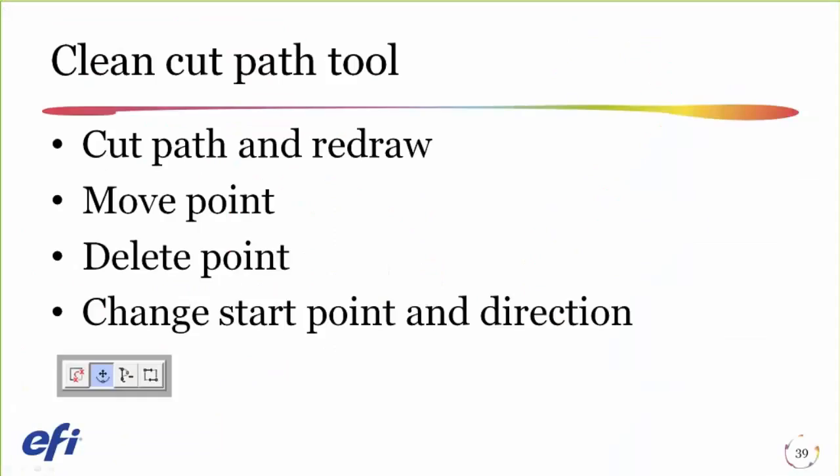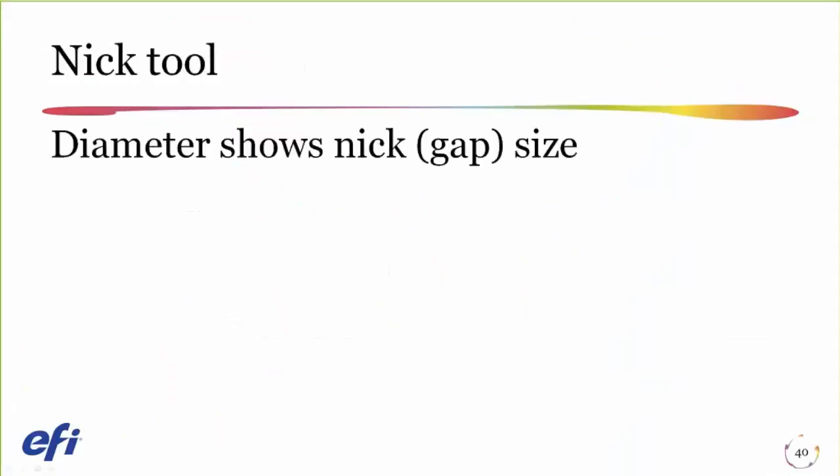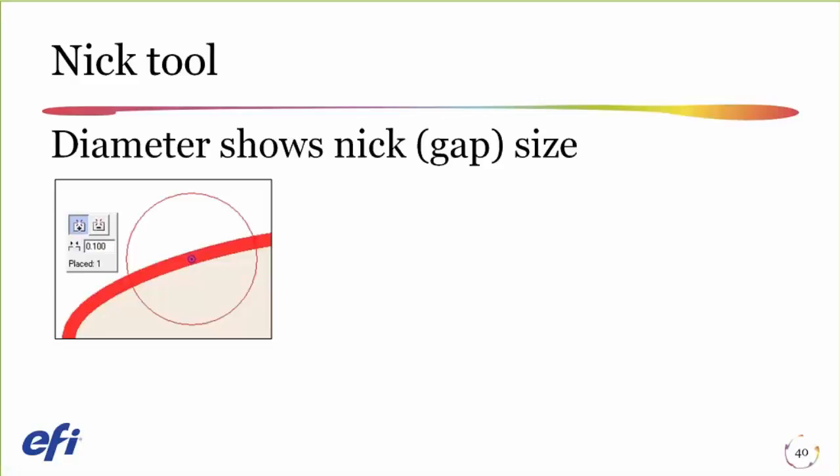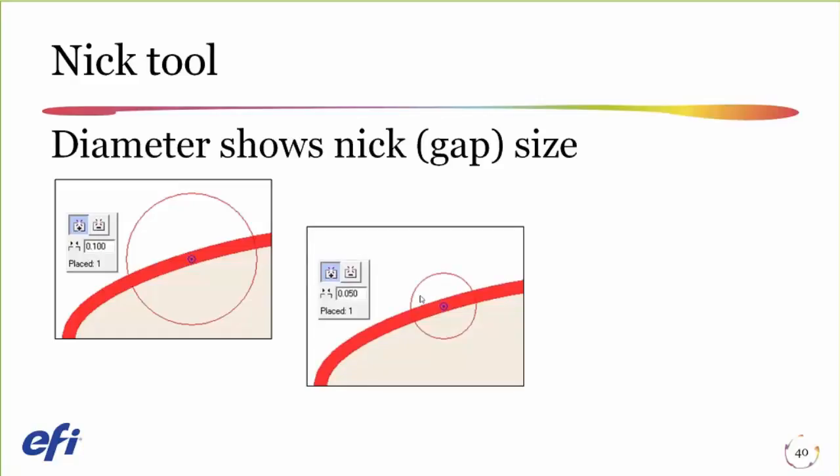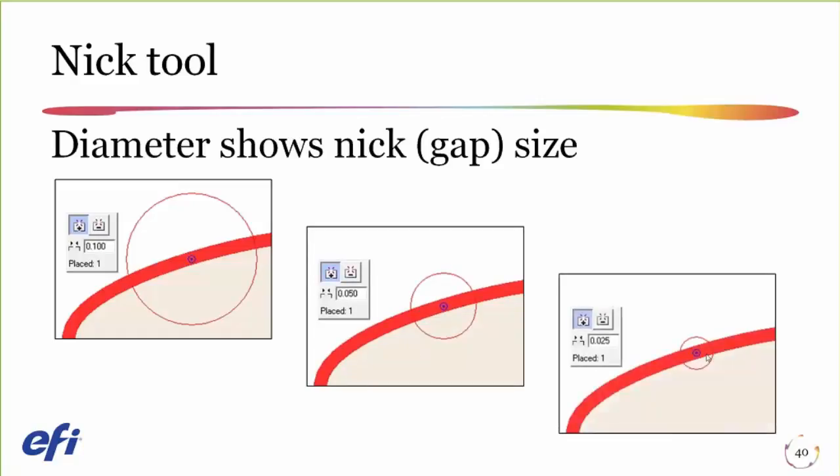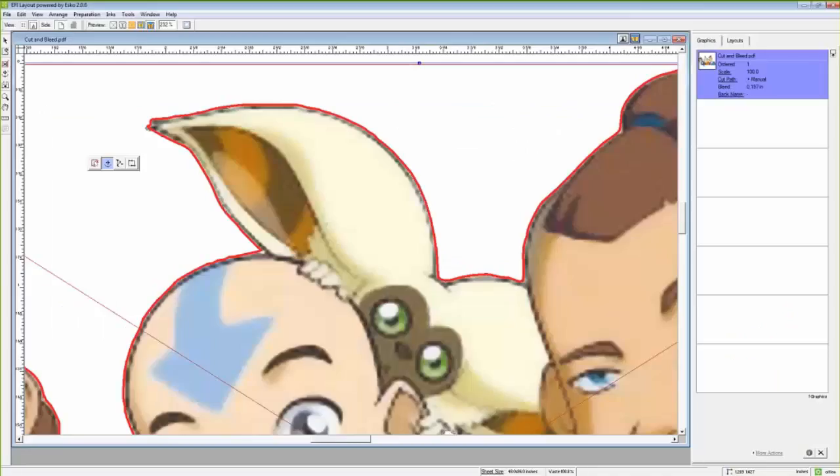Well, what about that nick tool? The nick tool adds those little gaps, and the tool will show you the diameter. It shows you a diameter of a circle, and it's actually adding a gap. It's going to make an area here where the cut tool will skip. It will lift right here, move over, and restart the cut. You have an option to set the diameter. Okay, smaller diameter, smaller circle, smaller gap, smaller little nick.